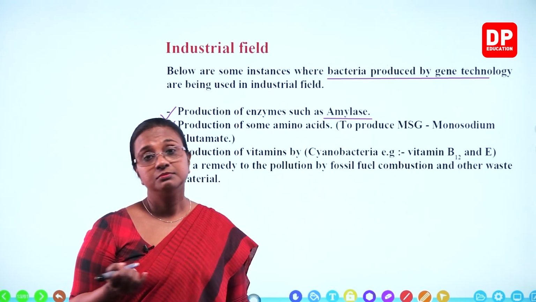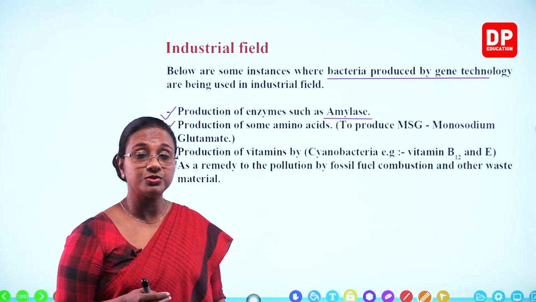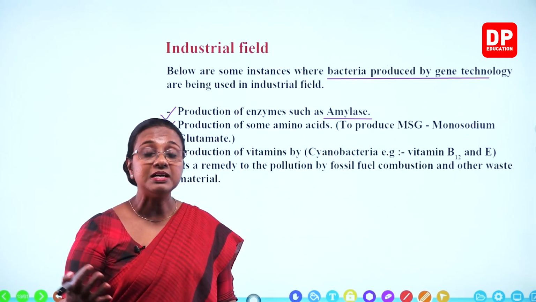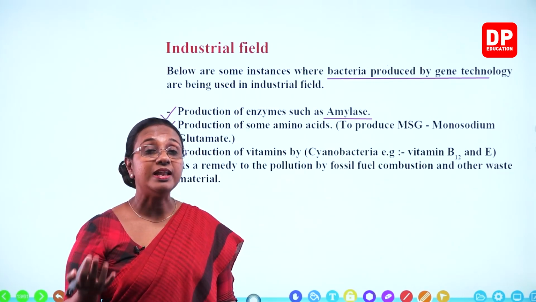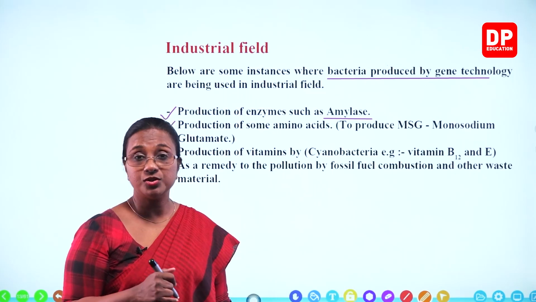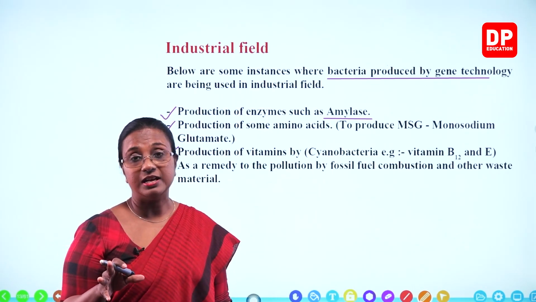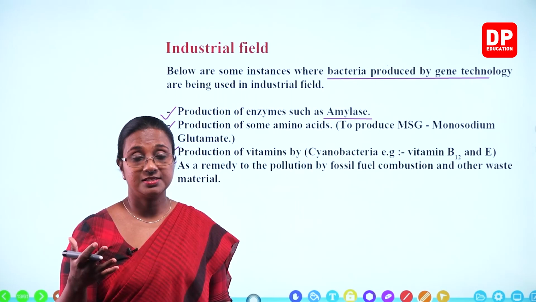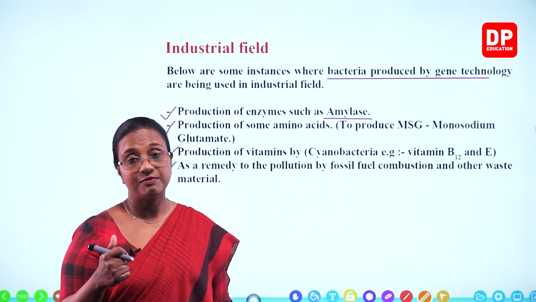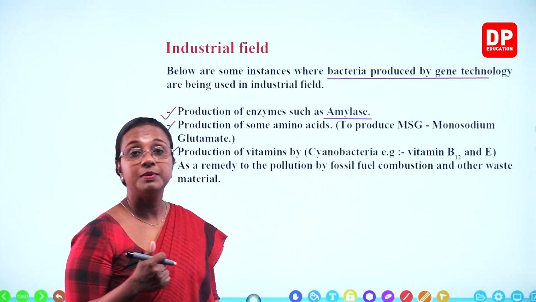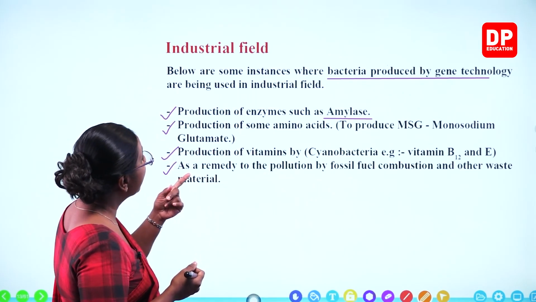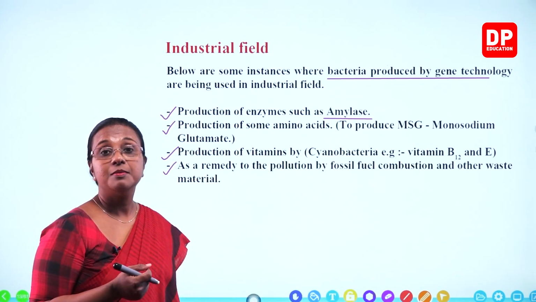Fossil fuels, the different fossil fuels that we use, petrol, diesel, when they undergo combustion, they burn in air. So when there is combustion, carbon dioxide and water vapor are evolved to the environment. In addition to that, if there are other substances present in fossil fuels, they are also evolved to the environment. So that can cause pollution. To remove these pollutants, we can use the bacteria, recombinant bacteria.